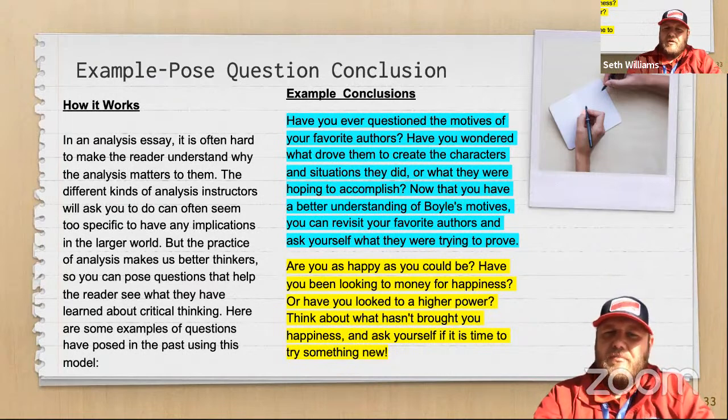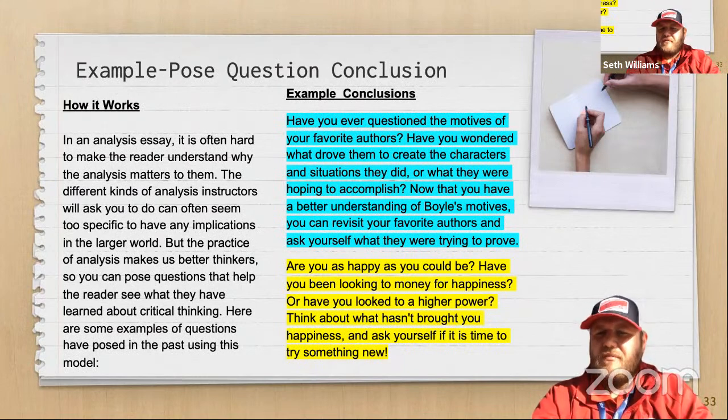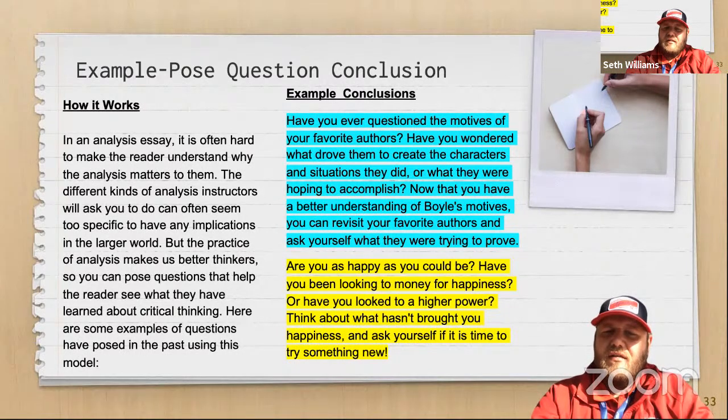Have you ever questioned the motives of your favorite authors? Have you wondered what drove them to create the characters and situations they did, or what they were hoping to accomplish? Now that you have a better understanding of Boyle's motives, you can revisit your favorite authors and ask yourself what they were trying to prove. Or here's another example. Are you as happy as you could be? Have you been looking to money for happiness, or have you looked to a higher power? Think about what hasn't brought you happiness and ask yourself if it's time for something new.